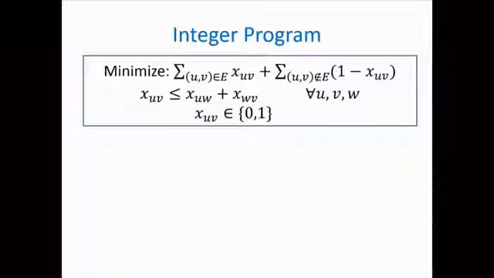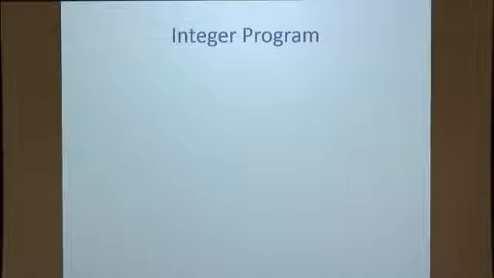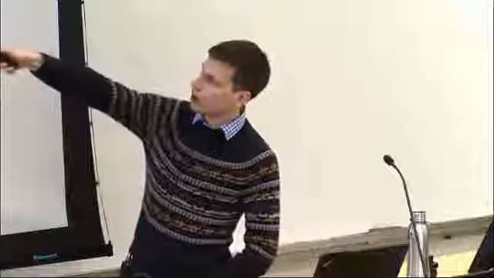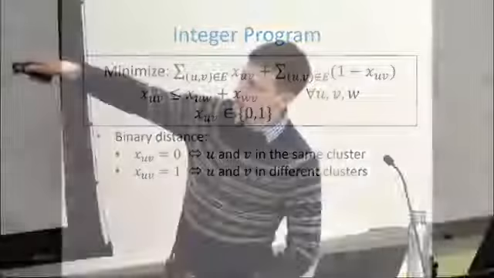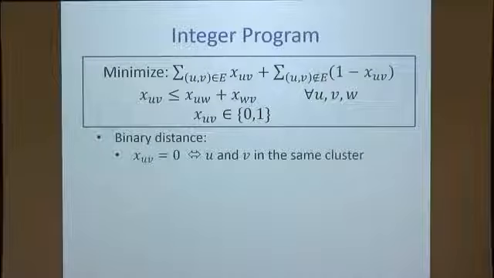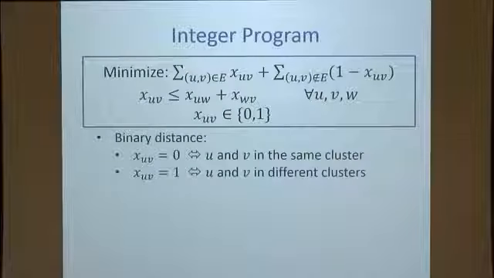Okay, so now let's look at this problem from a different perspective. In order to come up with a proof, I want to introduce an integer program for correlation clustering. The same clustering problem as before can actually be expressed as an integer program of the following form. This may look complicated, but let's go over it step by step. The idea is that we introduce a binary distance, x_uv, between all pairs of vertices. This is binary in the sense that x_uv is 0 or 1 only. The interpretation is that if x_uv is 0, then u and v are in the same cluster. Otherwise, they are in different clusters.